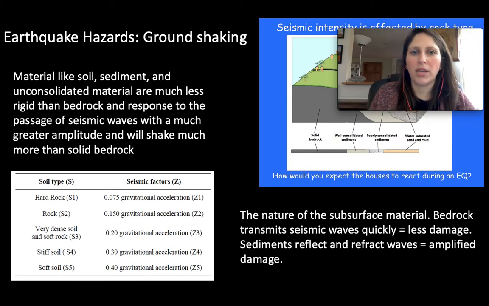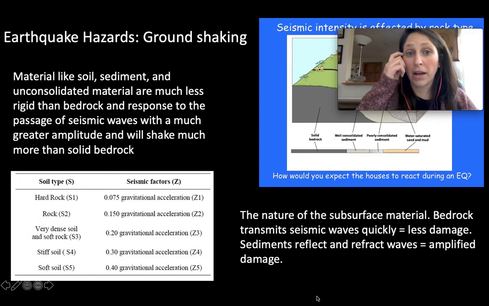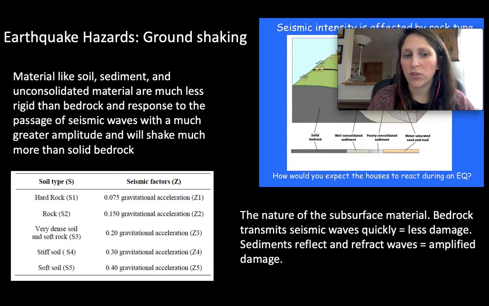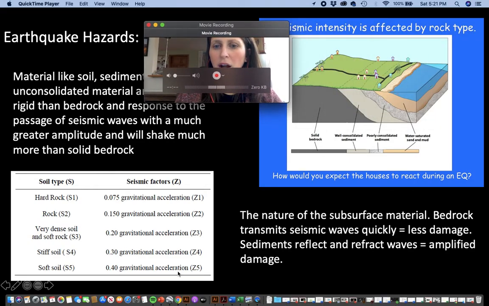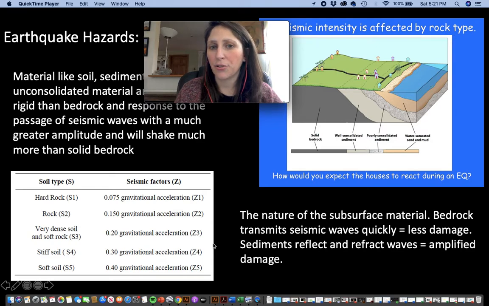So what are the hazards associated with earthquakes? The first one is an obvious one, ground shaking. Material like soil and sediment all respond to seismic waves differently. Here's a nice diagram. The harder the rock, the less intense the earthquake will feel, because the rock is going to absorb those seismic waves. So if you have a building on solid bedrock, it's not going to experience as much shaking and ground motion as you would if you had a house on poorly consolidated sediment.